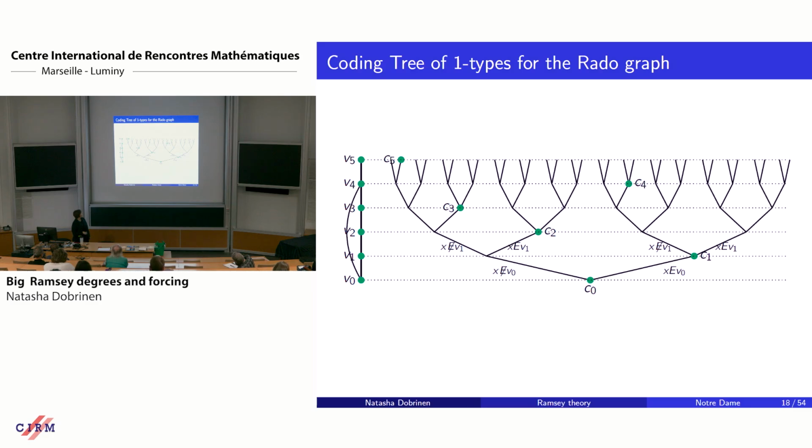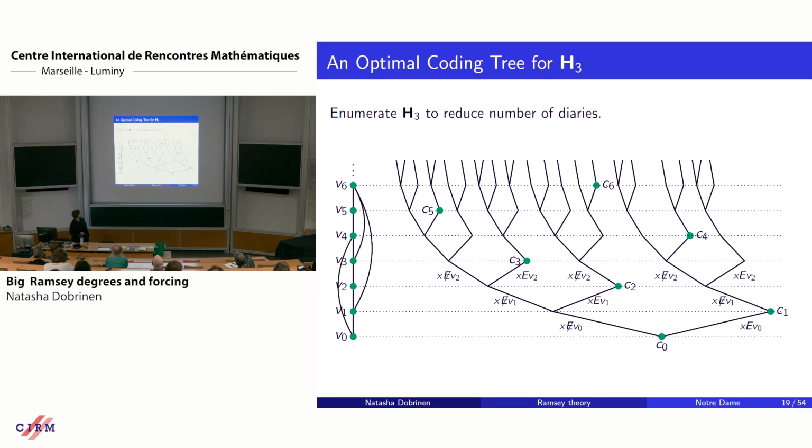So the Rado graph coding tree, of course, is everywhere branching. The coding tree for the triangle-free graph is, of course, not. Okay, so if you take any node in this tree and you look downwards and you take the set of those formulas, that is essentially the one-type that that node is representing.